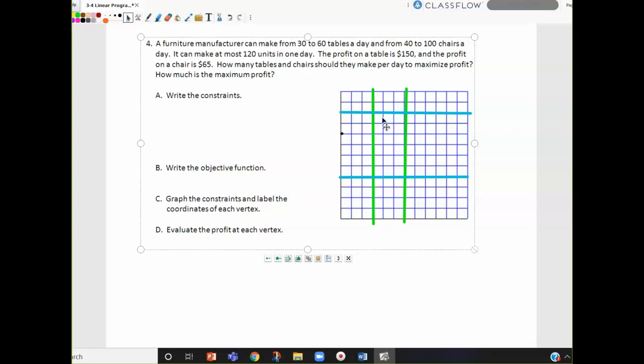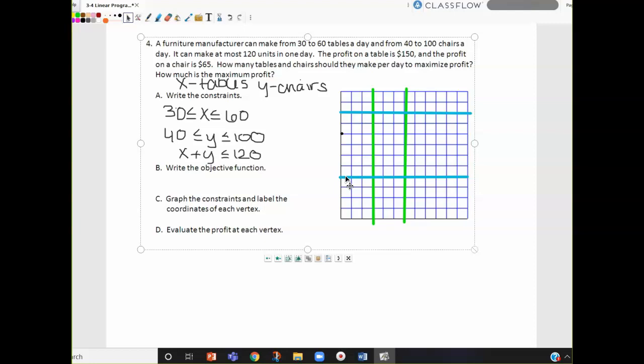So again, let's talk about tables and chairs. So let's say that X is tables and Y is chairs. That means constraint-wise, X has to be between 30 and 60, and Y has to be between 40 and 100. And you can make at most 120 in one day. So that means that X plus Y has to be less than or equal to 120.